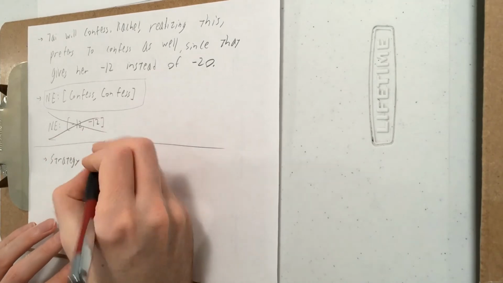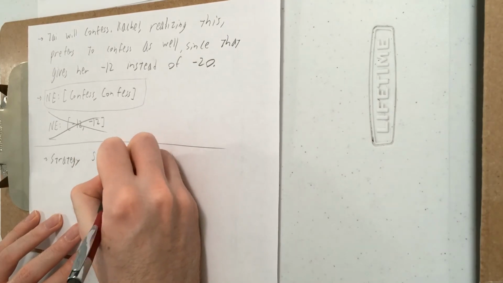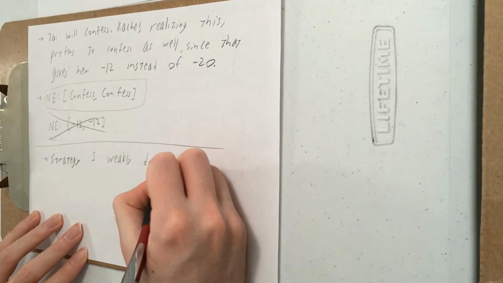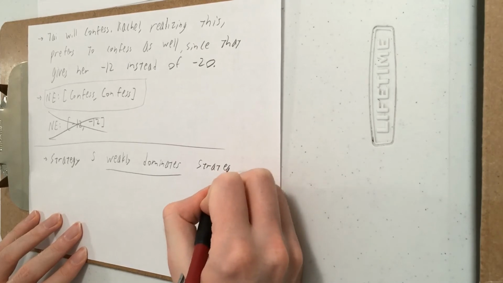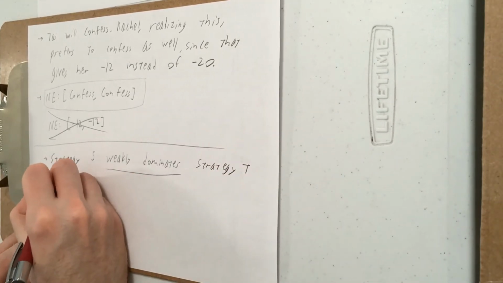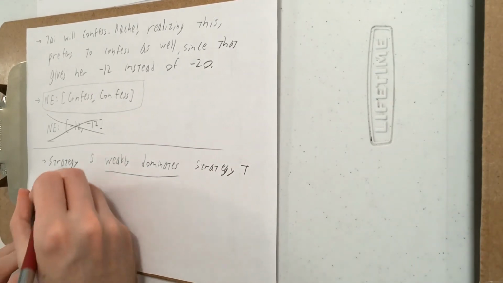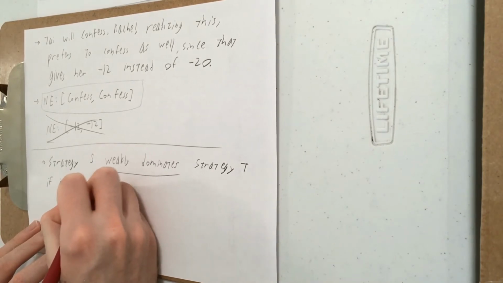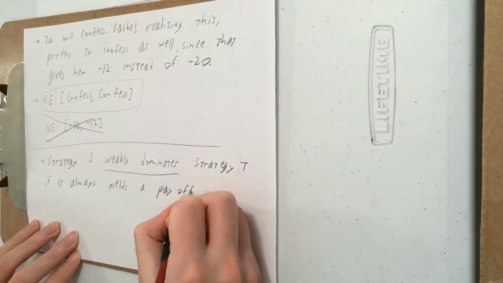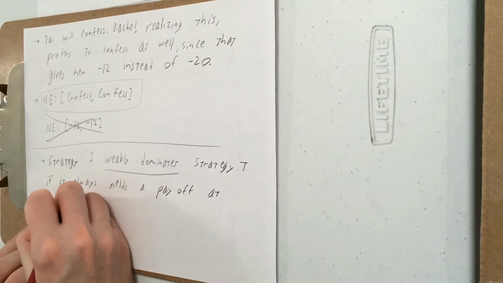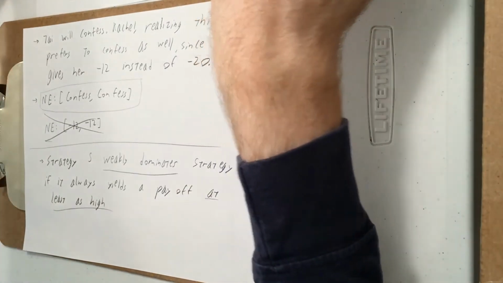We say that strategy, let's say strategy S, weakly dominates strategy T if it gives a payoff that is at least as high as T no matter what the opponents do. So it's a little bit different from strict dominance.